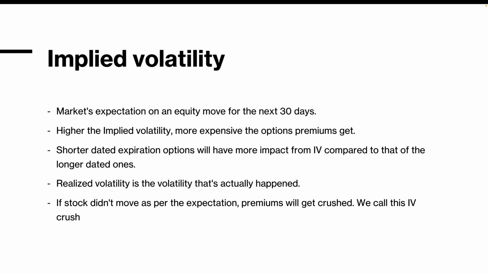That is the realized volatility. So let's say the market prices in a $10 move in Apple by end of this month, and Apple only moves $5. That $5 move is what the realized volatility is, the move that actually happened. And the $10 move is what implied volatility is, the market priced in a $10 move, but we only got a $5 move. Those contracts are going to get destroyed regardless with the IV crush because the expected move didn't happen.